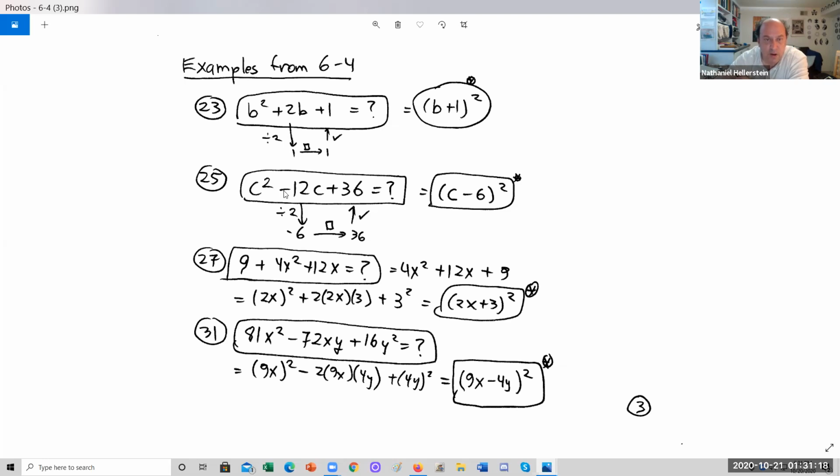Here's c squared minus 12c plus 36. Half of negative 12 is negative 6.